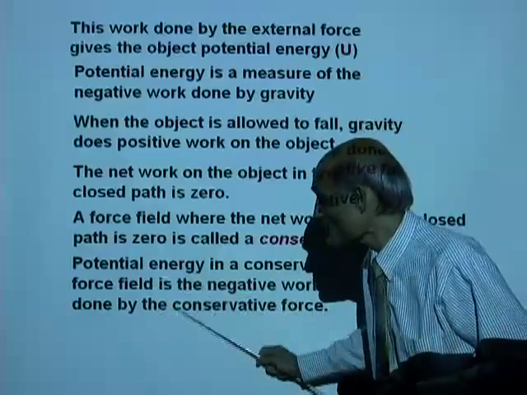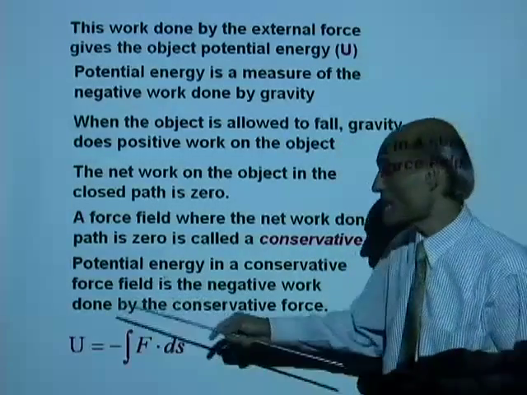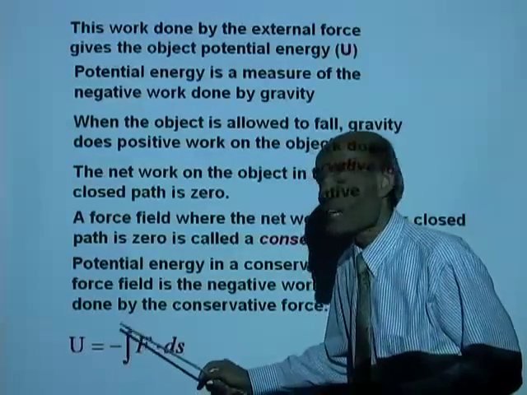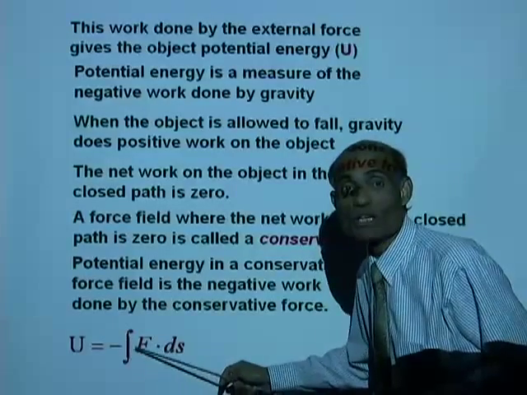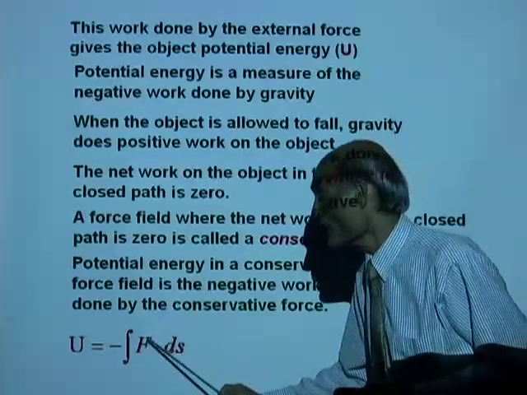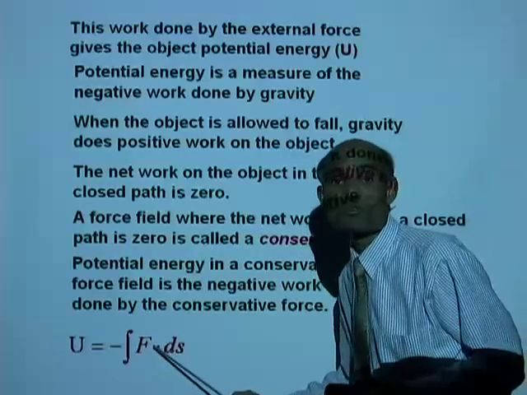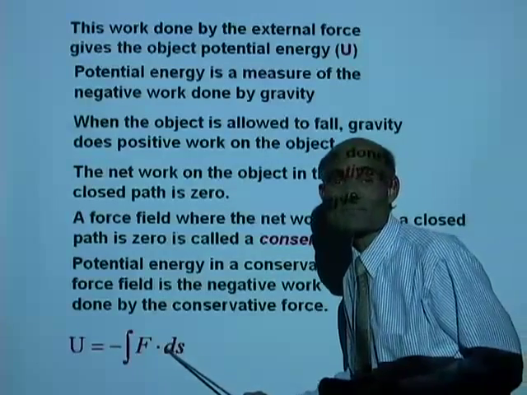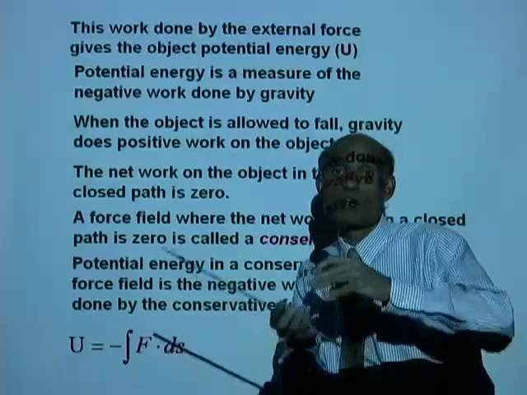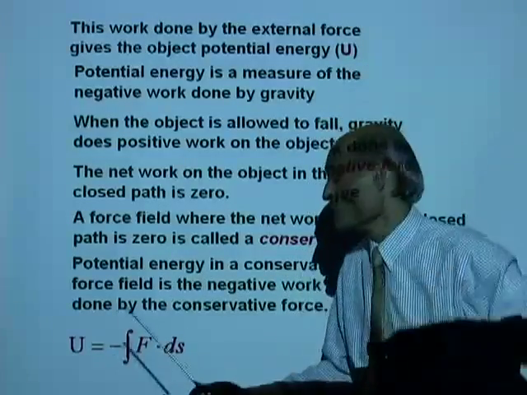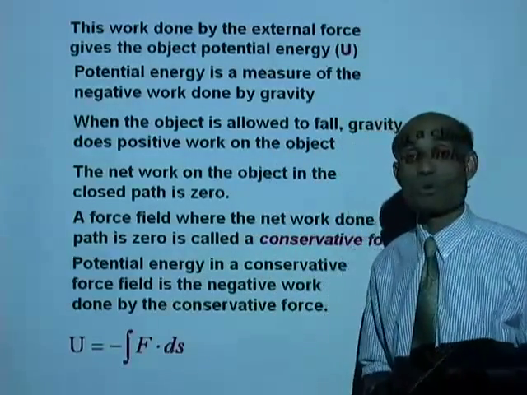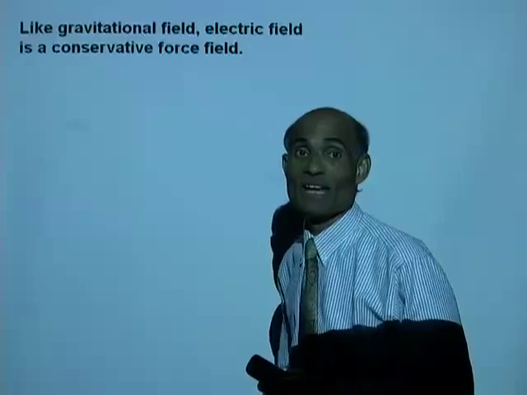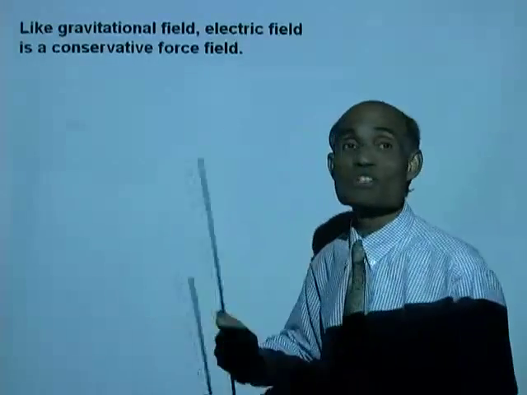Now, how do I write this in a mathematical notation? We say U stands for the potential energy. The potential energy is the negative of the work done by the conservative force. F dot ds is the small amount of work done by this force when the displacement is ds. And integrating that work through the entire displacement will be a measure of the potential energy. Now, like gravitational field, electric field is a conservative field.